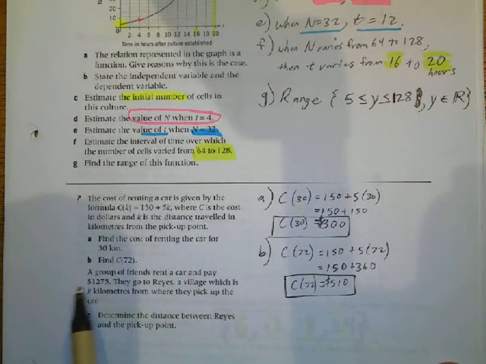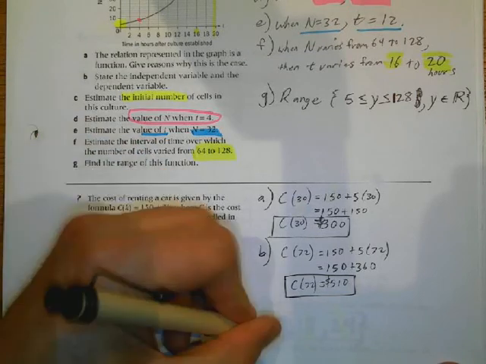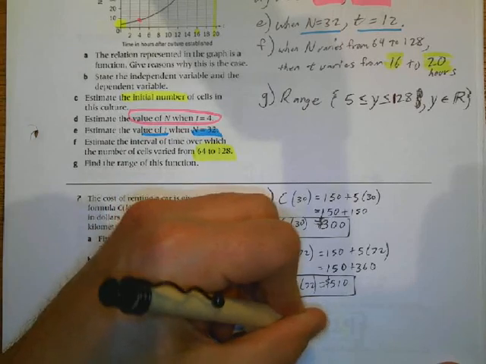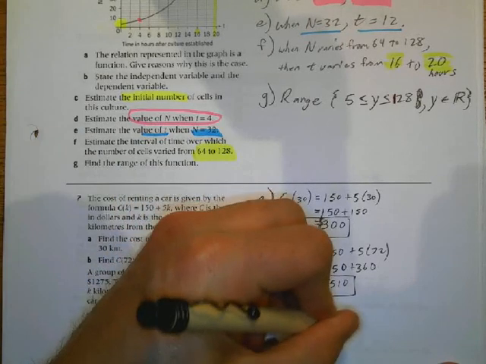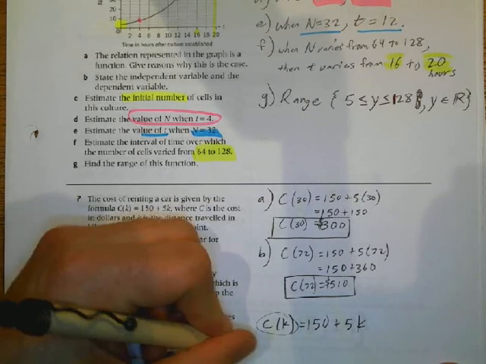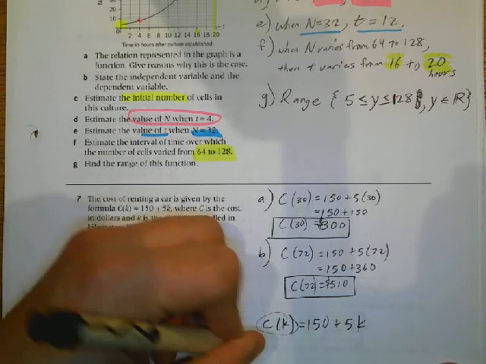And question C. A group of friends rent a car and pay this amount of money. They go to Reyes, a village which is K kilometers from where they pick up the car. Determine the distance between Reyes and the pickup point. So let's start off with the equation. C of K equals 150 plus 5K. In this example, they've told you the cost. The cost is 1,275.